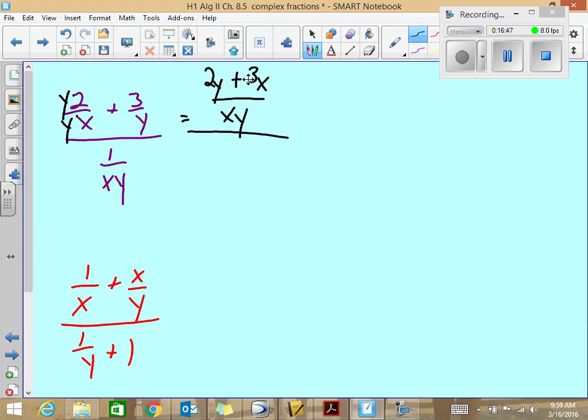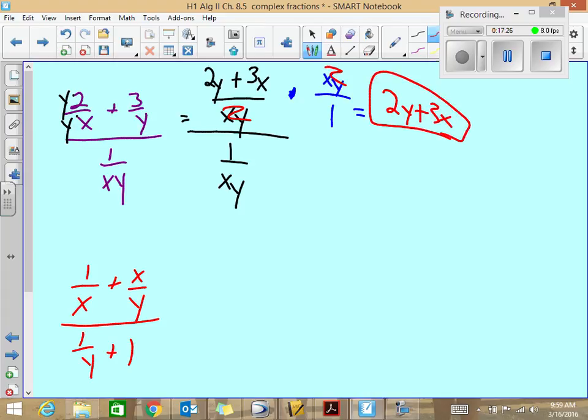And then over 1 over xy. So now we have a fraction over a fraction. So we keep this one, change it to multiplication, and flip this one. So now this becomes xy over 1. And now what can we do before we multiply? Right, cancel out x and y. So we end up with just 2y plus 3x. Okay? Okay, everybody good?